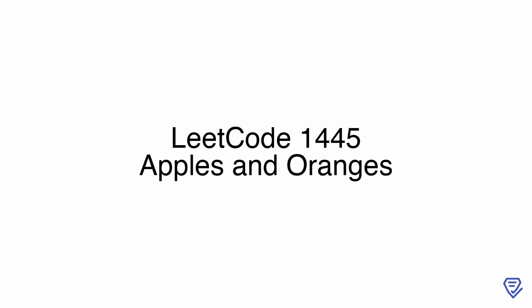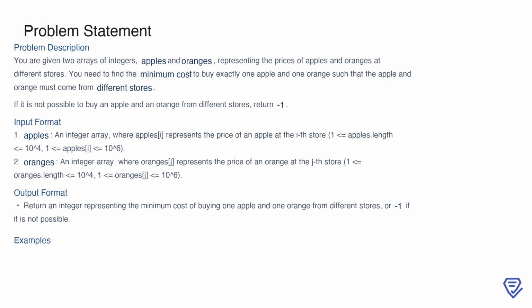Let's dive in. In this problem, you are tasked with finding the minimum cost of buying one apple and one orange under specific conditions. You are given two arrays, apples and oranges, where each element in these arrays represents the price of an apple or an orange at a specific store. The key requirement is that the apple and the orange must come from different stores, meaning you cannot select both items from the same store. If it is impossible to satisfy this condition, you need to return -1.